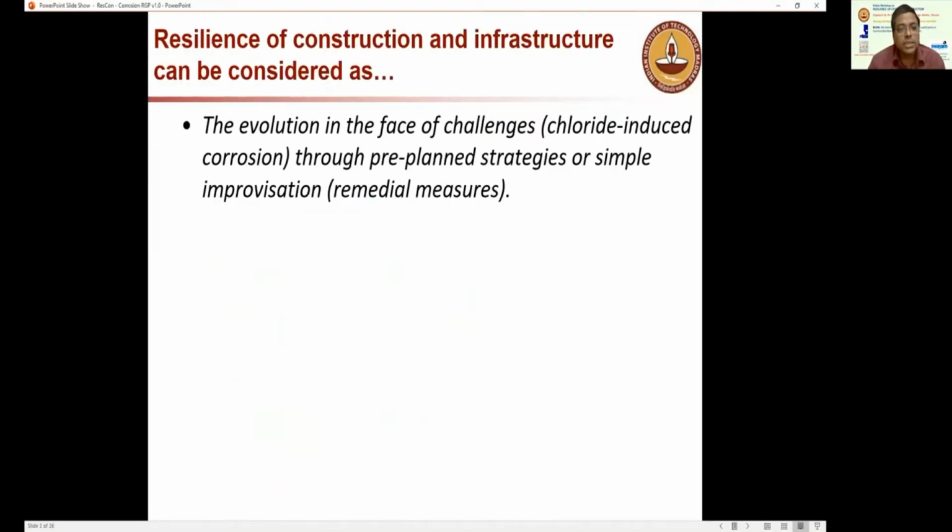The resilience of construction and infrastructure can be considered as this. I just copied it from the brochure of this program. Mostly we talk about immediate actions from the environment on the structures, but here we are looking at a slow reaction, the evolution in the face of challenges. The challenge here is chloride-induced corrosion, and through pre-planned strategies or simple improvisation, which I'm going to call the remedial measures, we are going to talk about these.